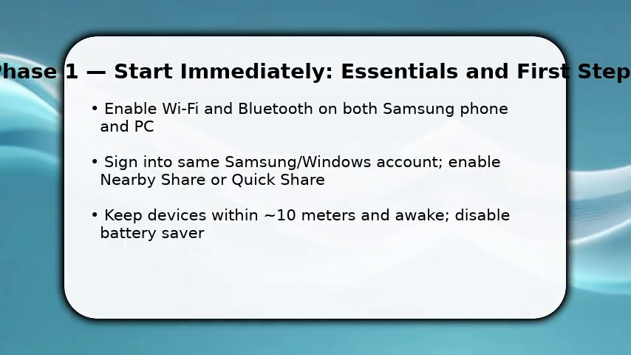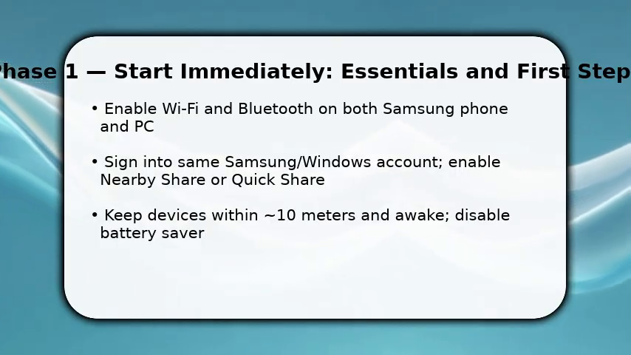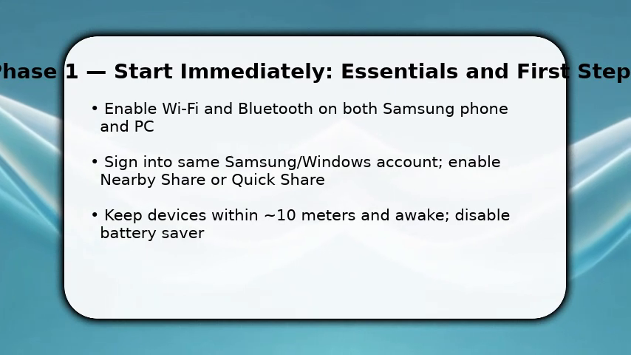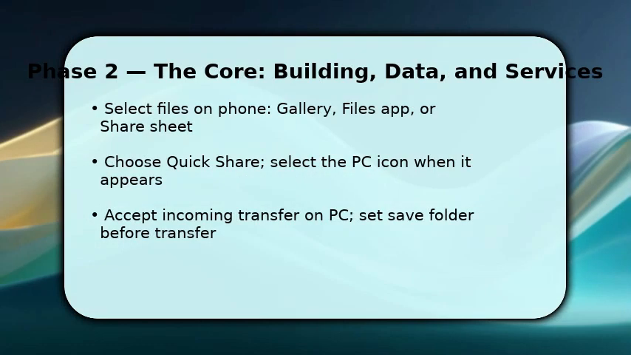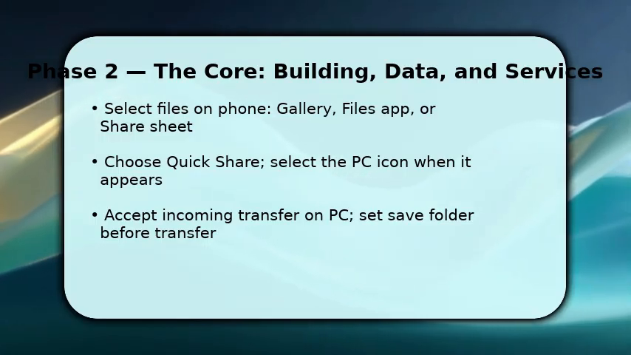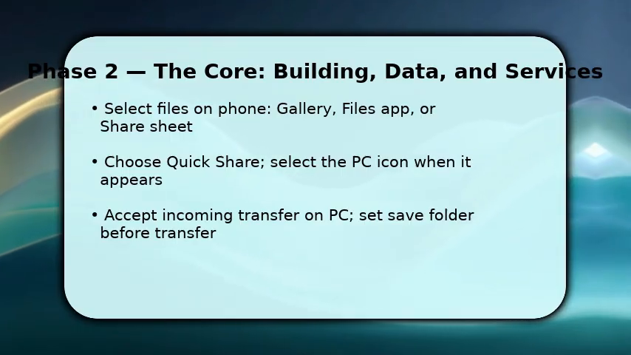Now open QuickShare on your Samsung and the Connection Assistant or QuickShare receiver on Windows. This first step primes discovery, so you can find the PC and begin the transfer quickly. You pick the files, photos, videos, or documents, then tap Share and choose QuickShare so the phone scans for nearby receivers. Once the PC icon appears, select it.